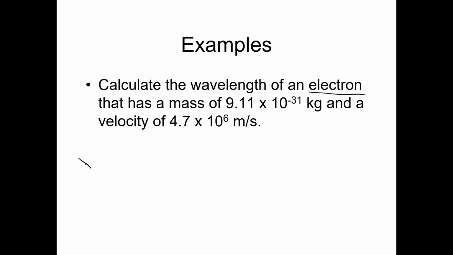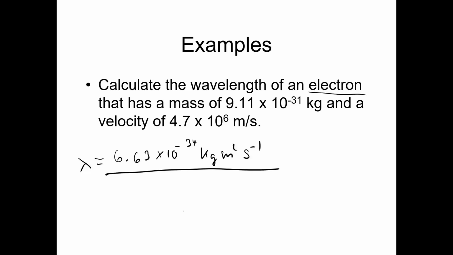Okay, same equation. Lambda equals Planck's constant, 6.63 times 10 to the minus 34, using the new units, kilograms times meters squared per second, divided by the mass, which is already in kilograms, so that's good, 9.11 times 10 to the negative 31 kilograms times its velocity in meters per second, 4.7 times 10 to the 6 meters per second. Plug it into the calculator.